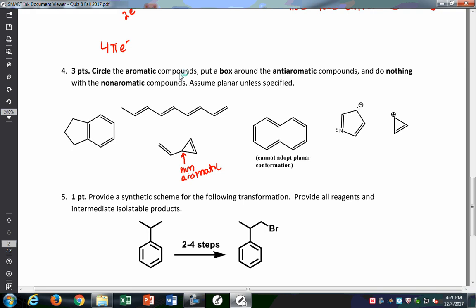So now, looking at our other ones, does it matter that the benzene ring has this ring hanging off? No, as long as we have a planar cyclic conjugated system, it's going to be aromatic. So this has 6 pi electrons. The other thing hanging off the benzene is irrelevant. This is still an aromatic compound.